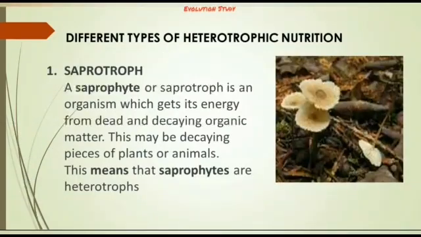Now there are different types of heterotrophic nutrition. Saprotroph. A saprophyte or a saprotroph is an organism which gets its energy from dead and decaying organic matter. This may be the decaying pieces of plants or animals. This means that saprophytes are heterotrophs.